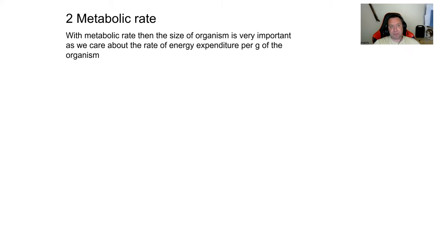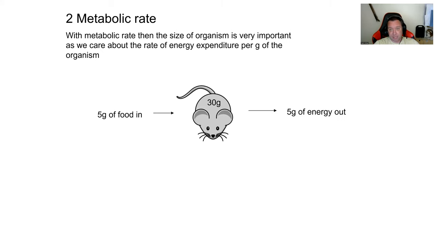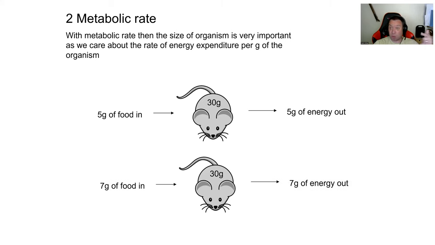Metabolic rate is slightly different because the size of the organism is very important, as we care about the rate of energy per gram of the organism. So obviously we can think about this example, which is a 30 gram mouse again, 5 grams of food in, 5 grams of energy out, and that will remain weight stable. Well, this 30 gram mouse, 7 grams of food in, 7 grams of energy out, that will also remain weight stable, but the metabolism going on in that organism will be radically different because the second mouse, if this is over the same time period, is expending 40% more energy.